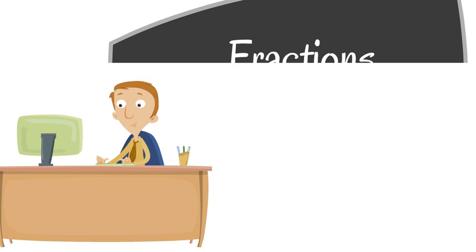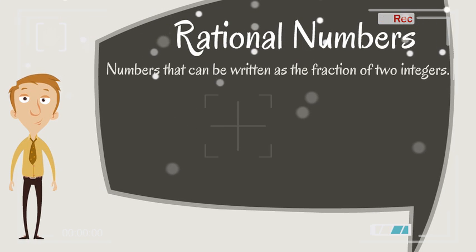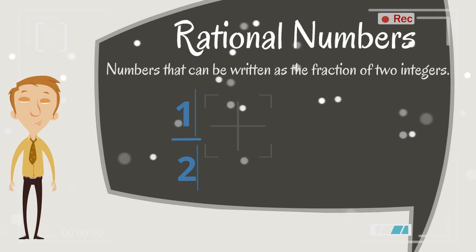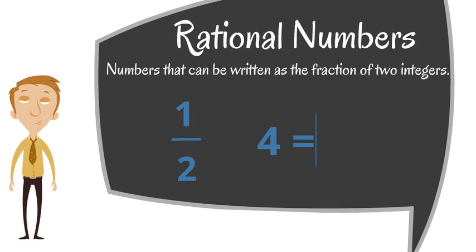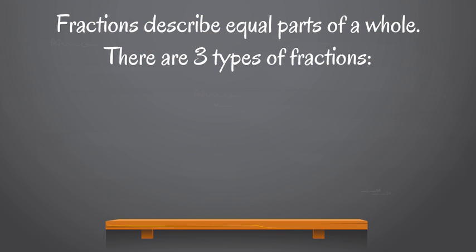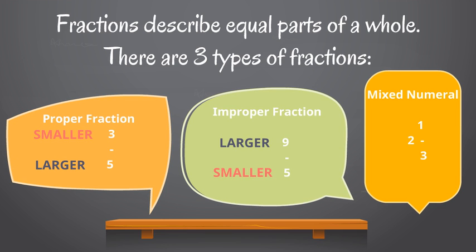Stay tuned! Rational numbers are the numbers that can be written as the fraction of two integers. For example, 1/2 is a rational number and so is 4, because it can be written as 4/1. Well, what are fractions? Fractions describe equal parts of a whole. There are three types of fractions: proper fractions, improper fractions, and mixed numerals.